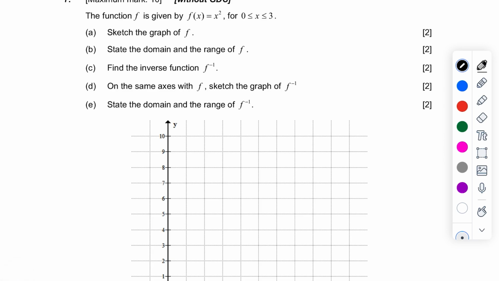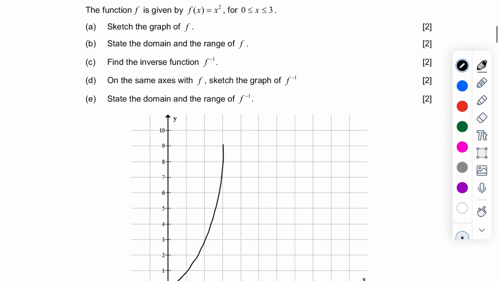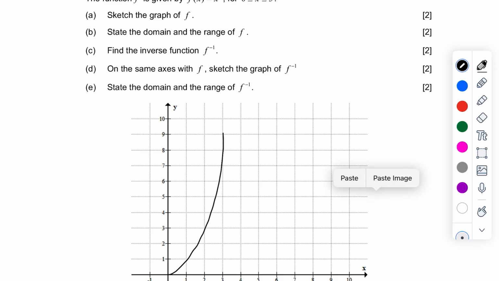Now, question number 7. The function f is given by f of x equals x square, where x lies between 0 and 3. Sketch the function. When it is 0, it is 0. When it is 3, it is 9. So, 0 to 9. Then state the domain and range. Domain is x lies between 0 and 3. Range is y lies between 0 and 9.